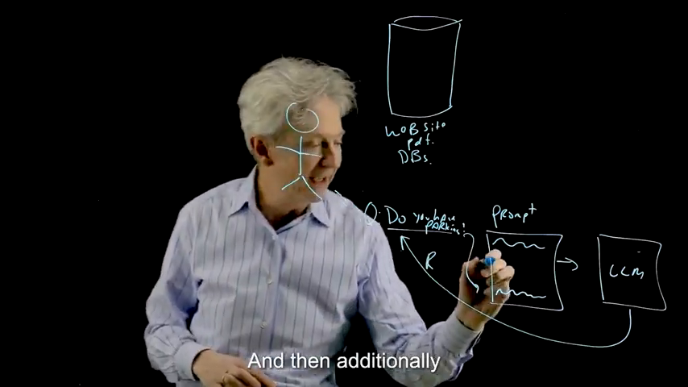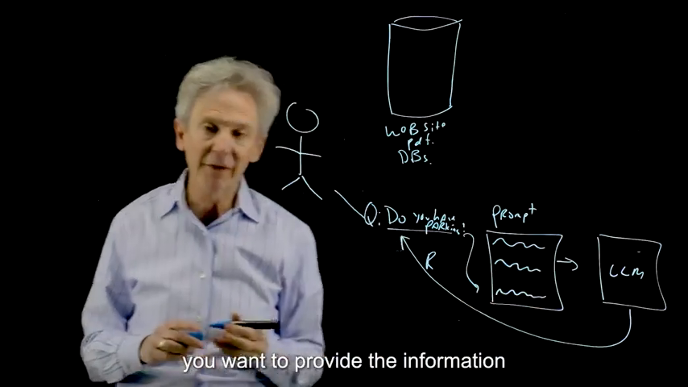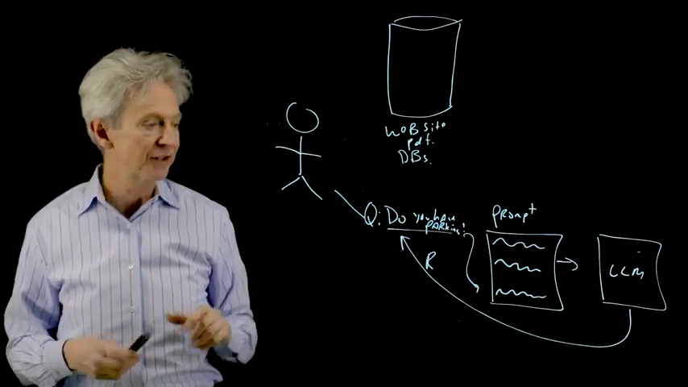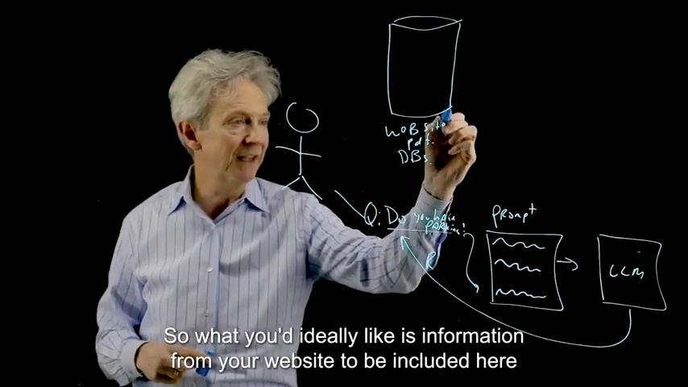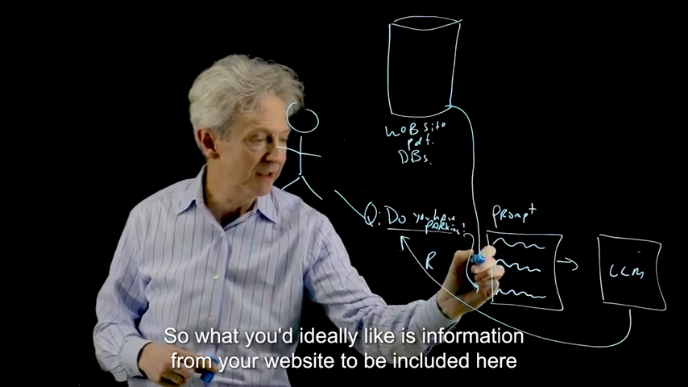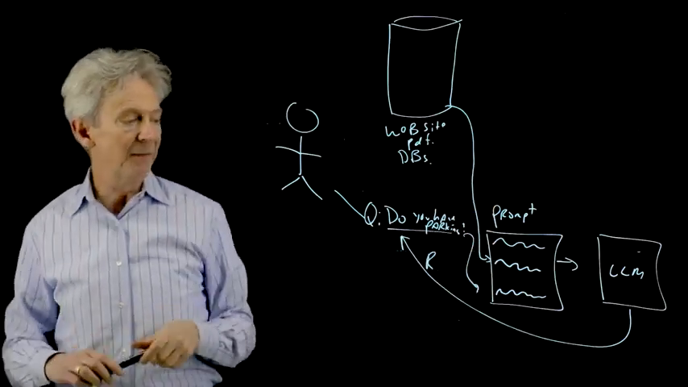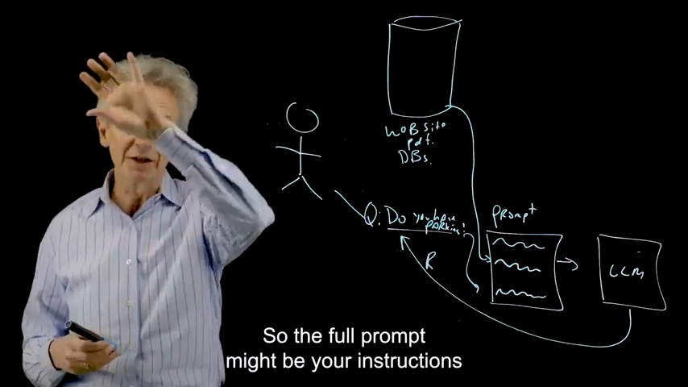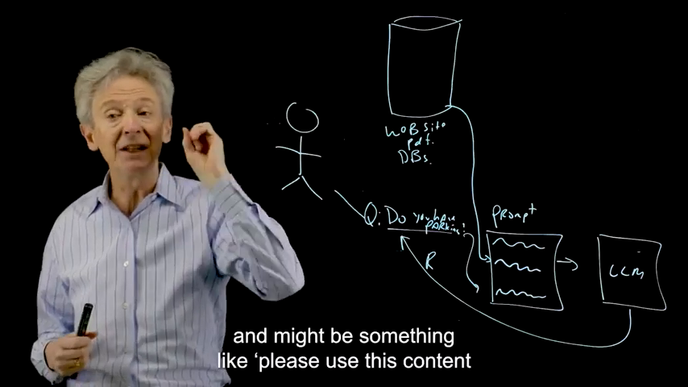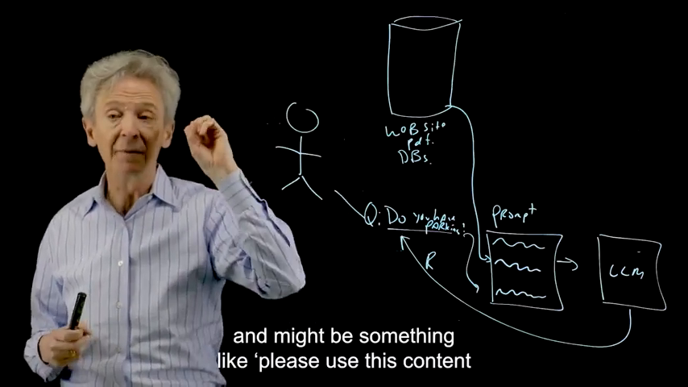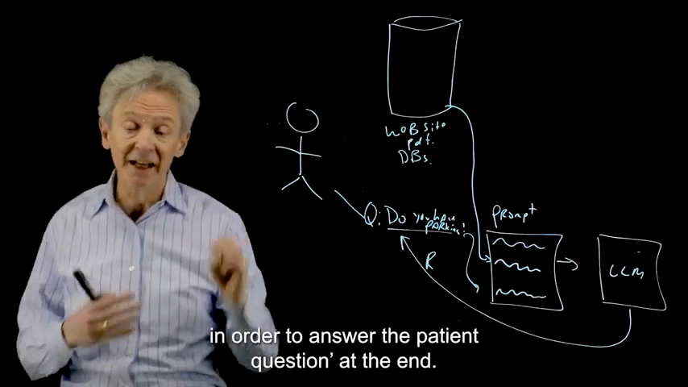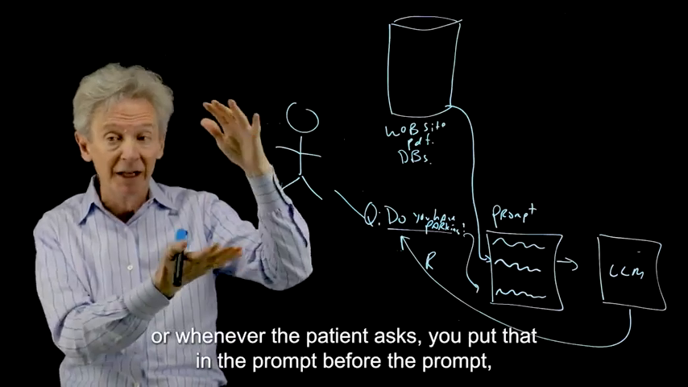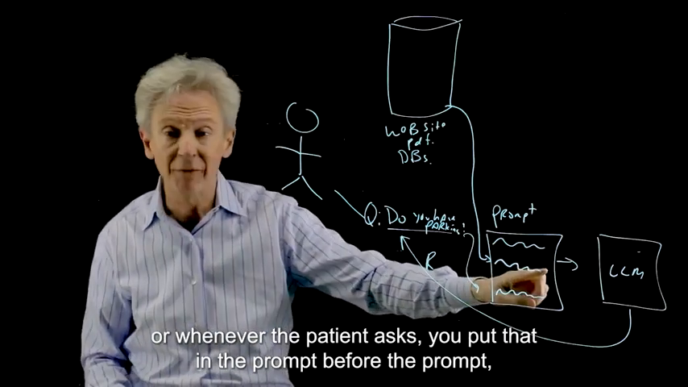And then additionally, you want to provide the information that the LLM needs to answer the question. So what you'd ideally like is information from your website to be included here, and that to be sent to the LLM as well. So the full prompt might be your instructions. It might be something like, please use this content in order to answer the patient question at the end. And then you put in a bunch of information about parking or about knee surgery or whenever the patient asked. You put that in the prompt before the prompt.